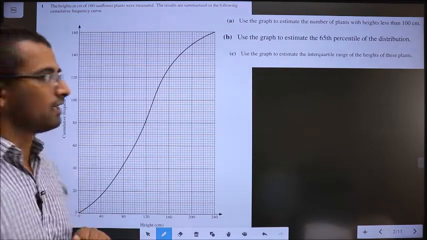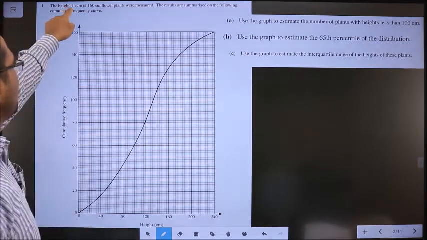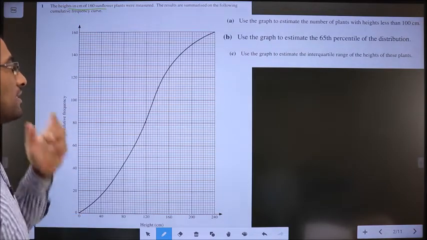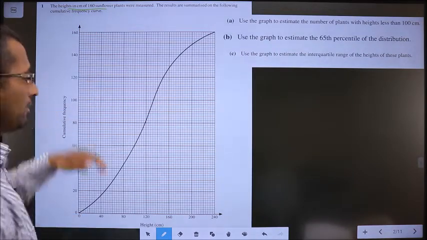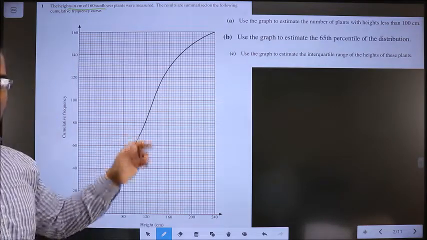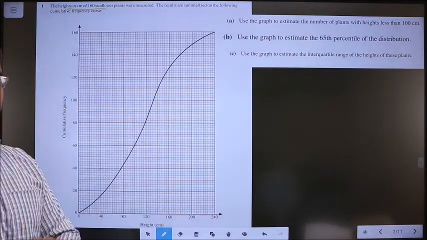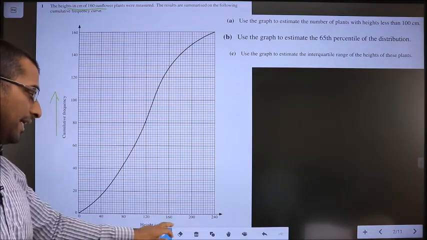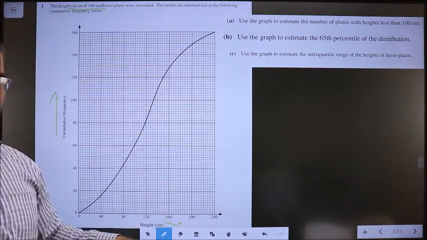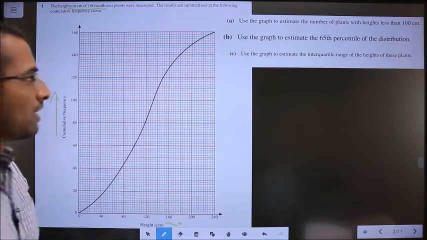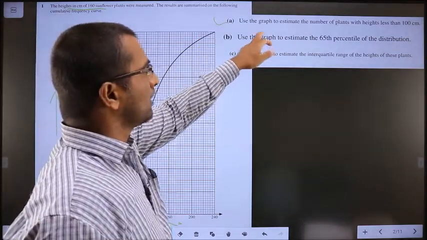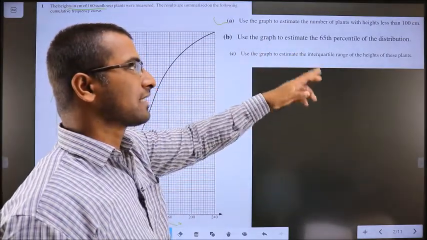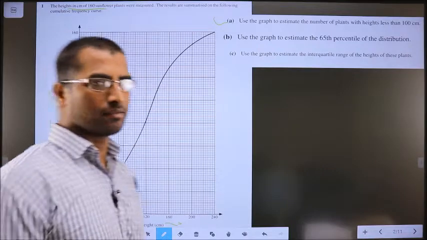Question 1. The heights in centimeters of 160 sunflower plants were measured. The results are summarized on the following cumulative frequency curve. So given is a cumulative frequency curve. You can see CF here and the height in centimeters on the x-axis. Now what is part A? Use the graph to estimate the number of plants with heights less than 100 centimeters.